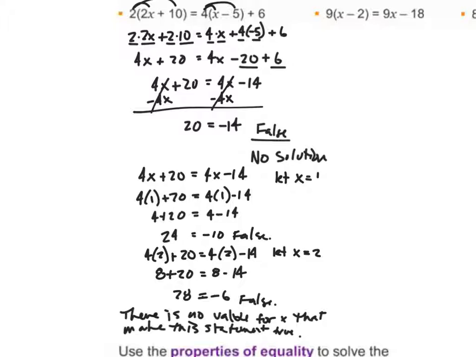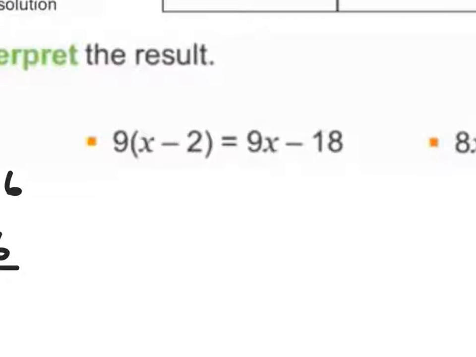Now, if you want to sit here and continue to plug in numbers and see if you get a true statement, you're always going to get a false statement. So you don't need to do that, but if you want to do that, be my guest. But let's take a look at the next one, because the next one's kind of an interesting problem.